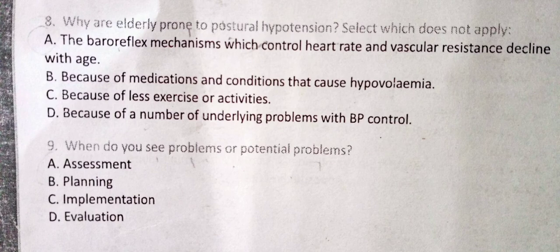Question number 9 is, when do you see problems or potential problems? So the options are option A, assessment, option B, planning, option C, implementation, and option D, evaluation. The correct answer is option A, assessment.